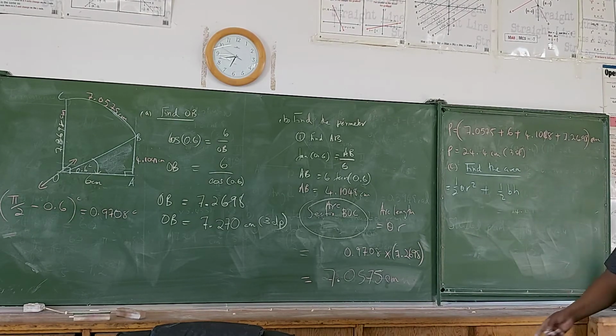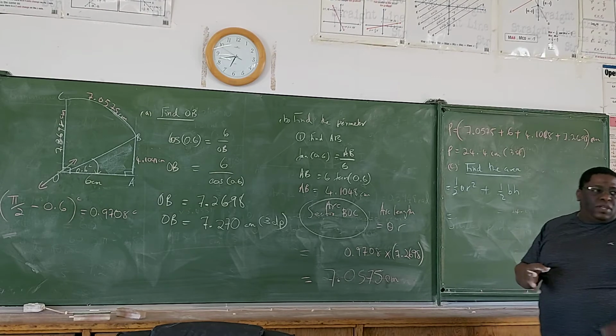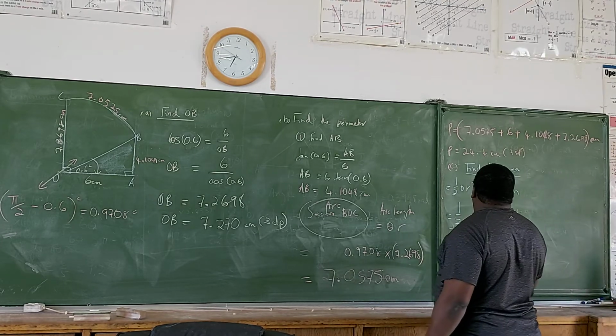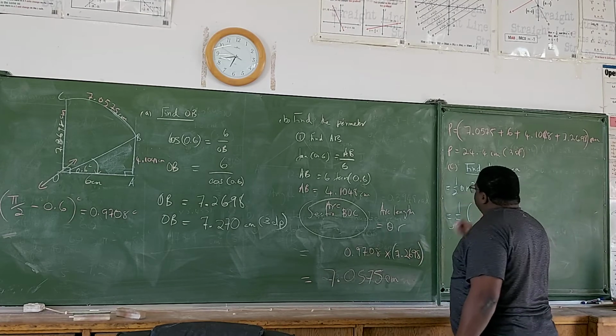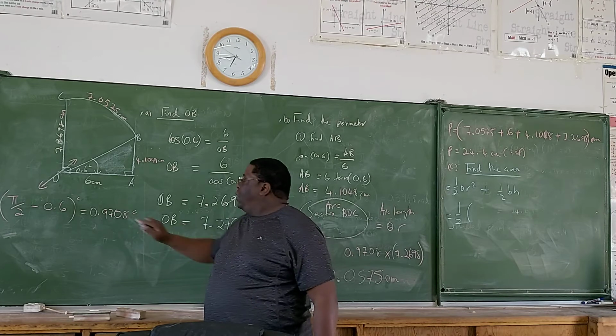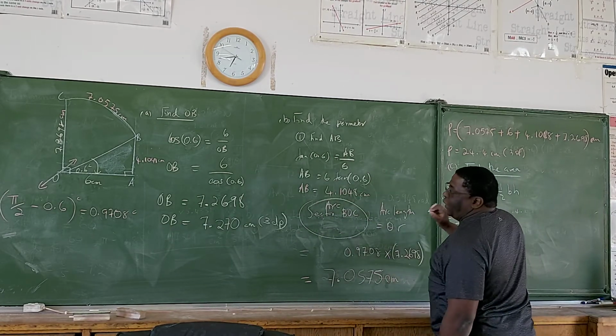Because we know the height, we know the base. Alright? So I can take out the half as a common factor. That means I will grab that. The angle here is this angle that we're talking about, 0.9708.